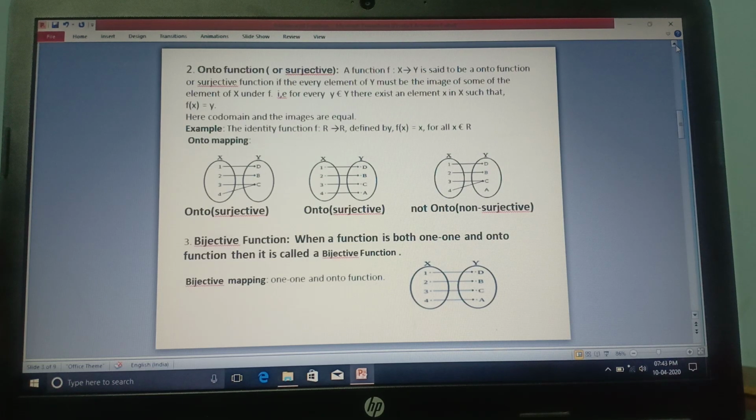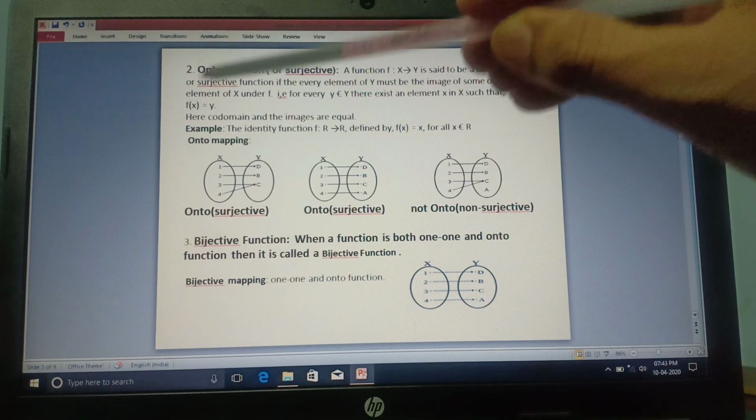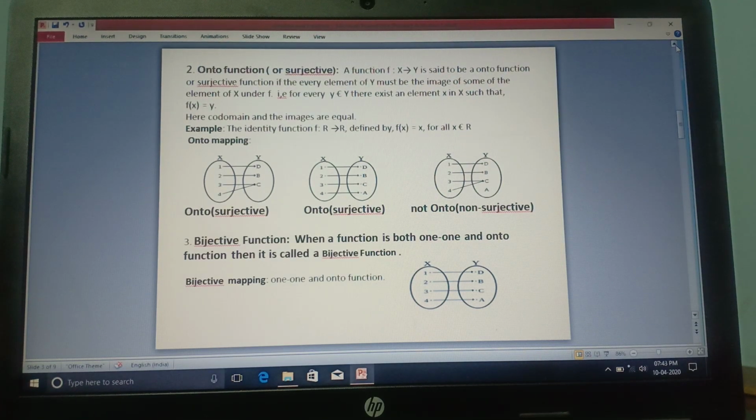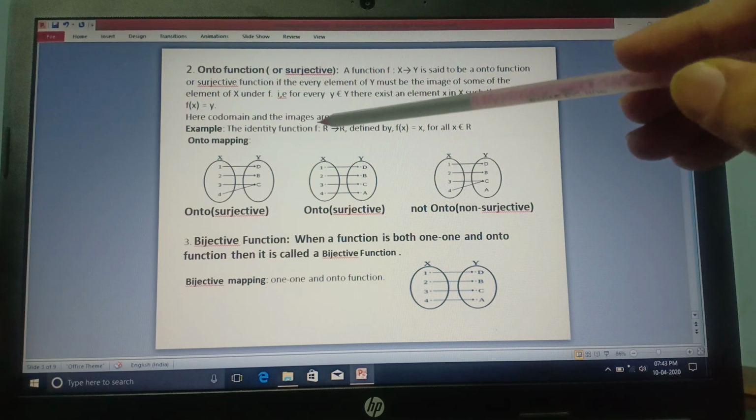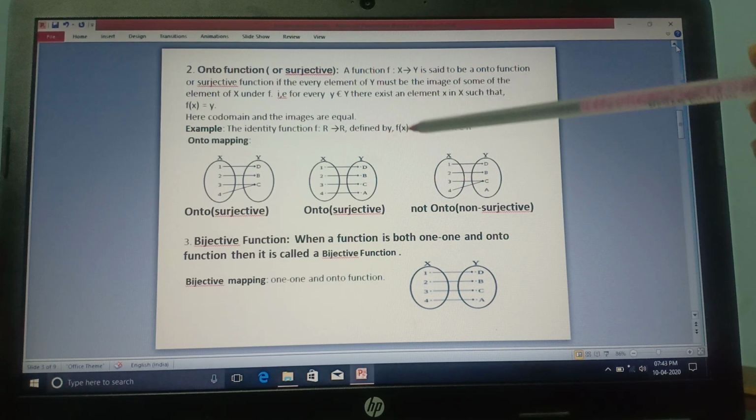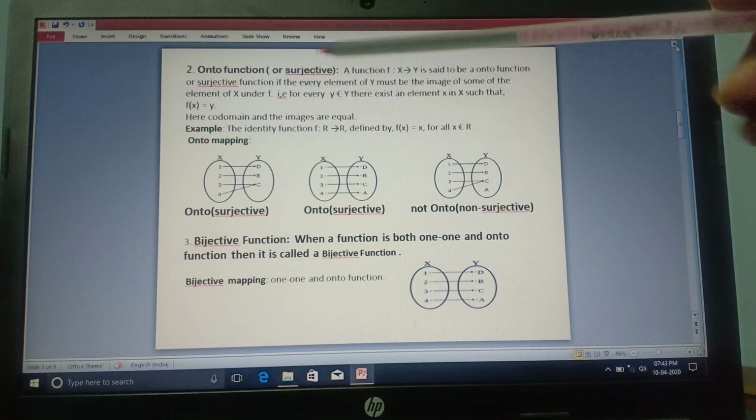Next type of function is the onto function. A function f from X to Y is said to be onto when every element in Y must be the image of some element of X. That is, for every y belonging to Y, there exists an element x in X such that f of x equals y. You can see one example: f from R to R defined by f(x) equals x for all x belonging to R. You can see the mapping on the screen.